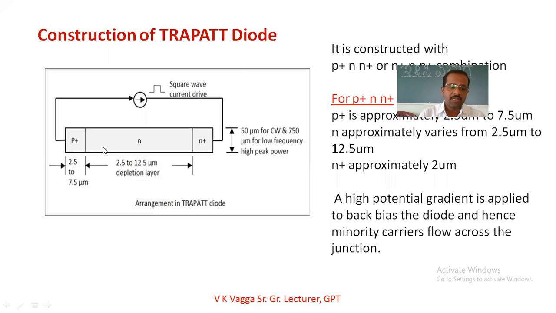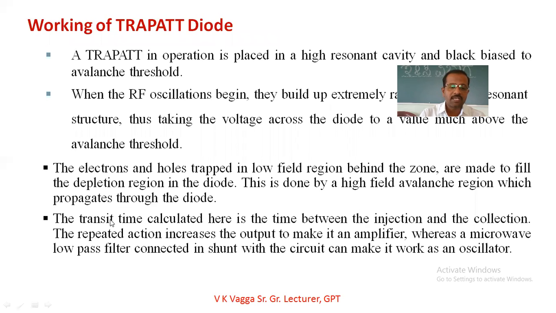So how much time is it going to take to move from one end of the diode to the other end? That is called the transit time. It is calculated based on the injection and the collection: at what time the input has been applied and at what time the output has been taken. The output time minus the input time gives you the transit time here.